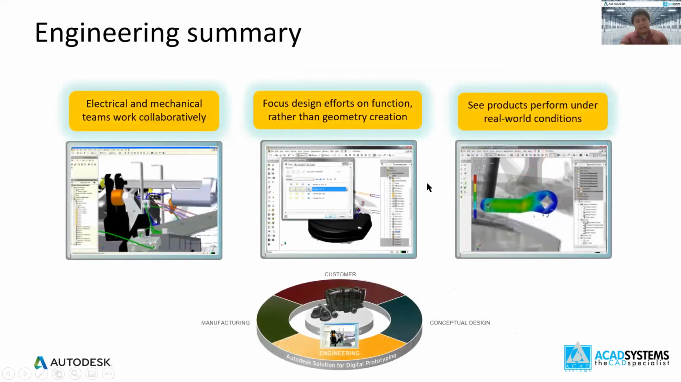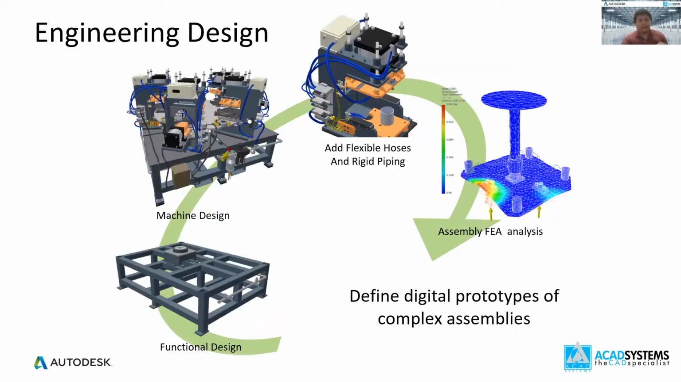For the engineering summary, I would like to summarize that you can do functional design to create a structure. This structure is for your machine tables. And then you want to create the machine design, you want to create your machines on top of the structure.